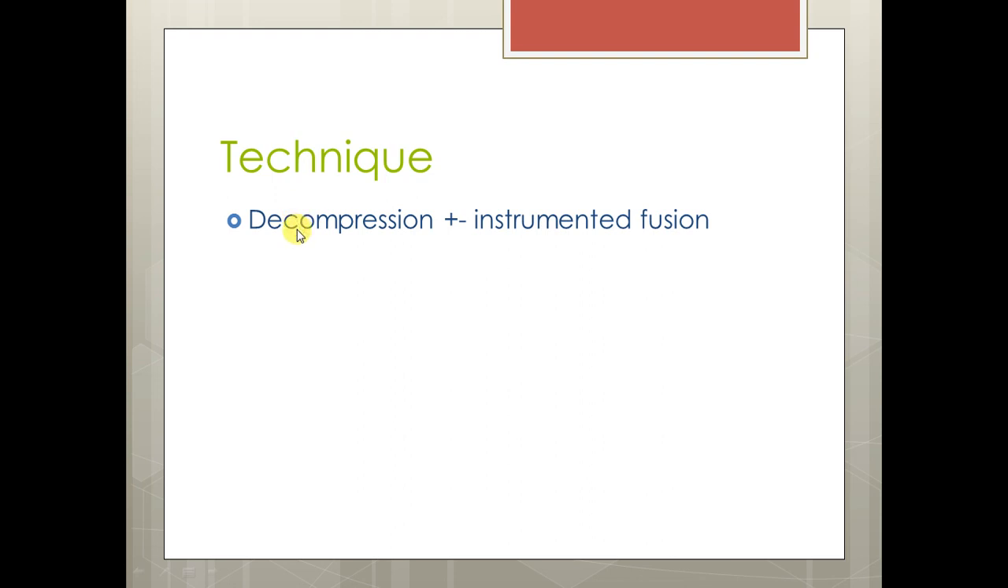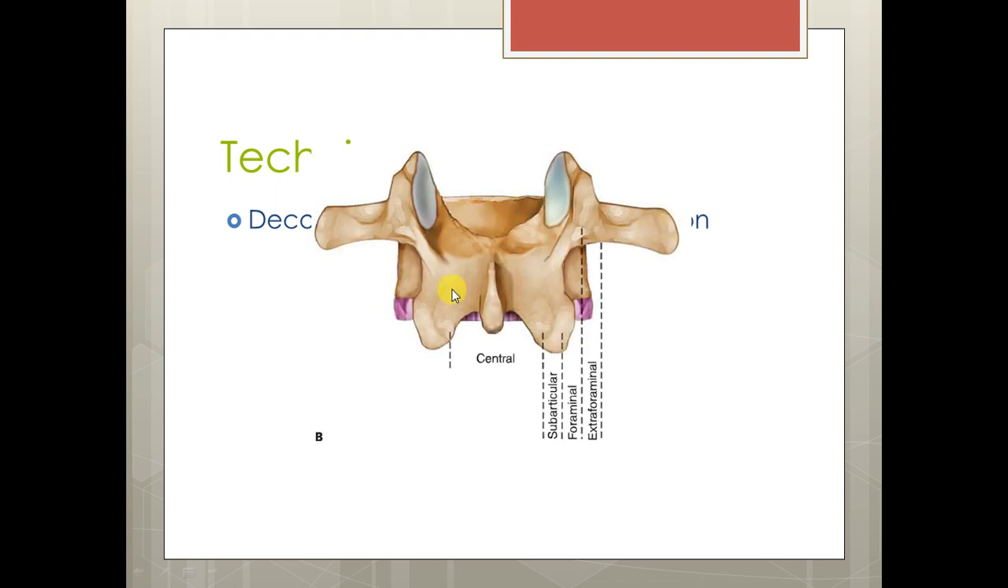Technique: decompression plus or minus instrumented fusion. For simplicity, traditionally open decompression. After posterior midline incision, you remove the spinous process, then the lamina and the inferior articular process, going through the safe triangular area between the exiting nerve root and traversing nerve root, doing discectomy, then putting graft with a cage inside the disc between the bodies. This is simple steps for the technique.